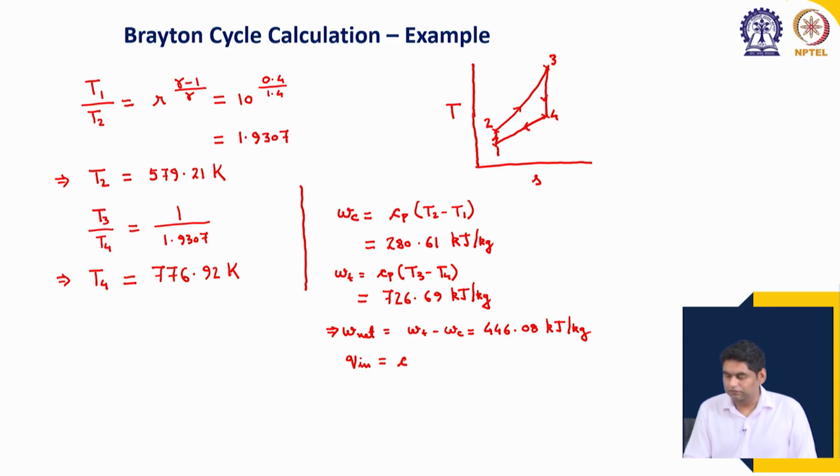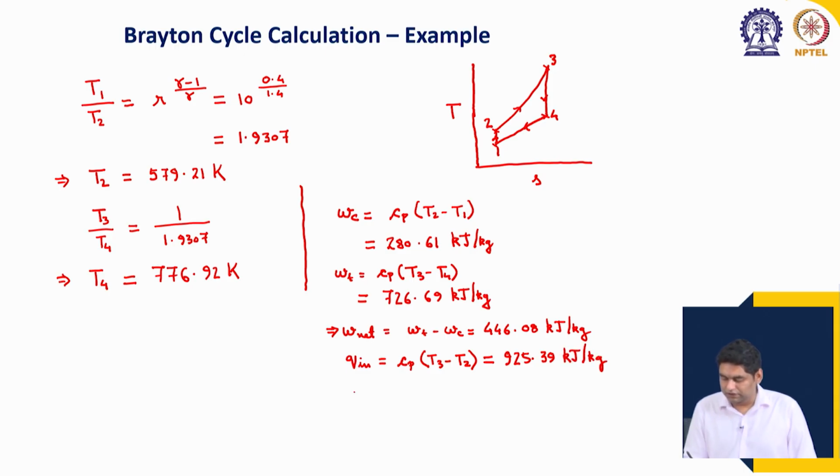Q in, for the process 2 to 3, is equal to C p (T 3 minus T 2). By the way, how do we express work output and heat input in terms of C p into delta T? This comes from the energy balance, that W c is equal to H 2 minus H 1, W t is equal to H 3 minus H 4, and delta H can be written as C p into delta T. Anyway, so Q in is equal to C p (T 3 minus T 2). Again replace the values and you will get this to be equal to 925.39 kilojoule per kg.